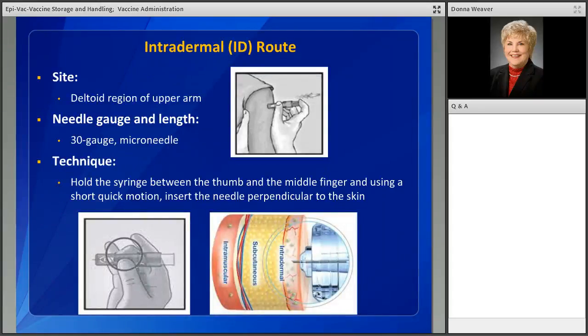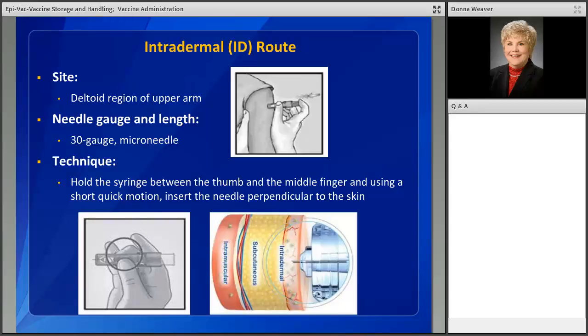Now, Fluzone Intradermal is the only U.S. licensed vaccine that is administered by the intradermal route. This Fluzone formulation is not the same as intramuscular formulations of inactivated influenza vaccine, or IIV. Other IIV formulations should not be administered by the intradermal route. The site of administration for this intradermal vaccine is the deltoid region of the upper arm.